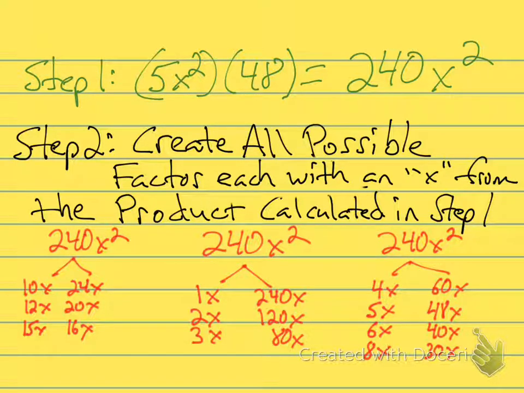Now, in step two, we're going to create all possible factors, each written with an x, from the product calculated in step one. So I'm going to take my 240x squared and think, what are factors that would create 240x squared where each of its factors has an x in it? And in this case, we have 1, 2, 3, 4, 5, 6, 7, 8, 9, 10. So we have 10 possible pairs of factors that will make 240x squared.